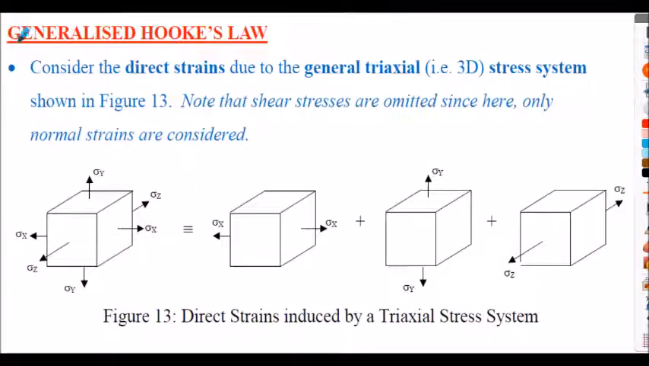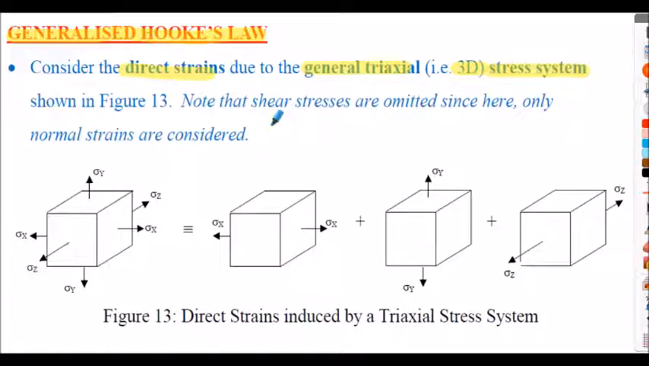Let's now consider generalized Hooke's law. In last week's lecture we considered Hooke's law, which of course relates to the linear proportion of a stress-strain diagram in a uniaxial stress situation. Here we're going to consider the direct strains that are due to a general triaxial, that's a 3-dimensional stress system, as shown in figure 13 below.